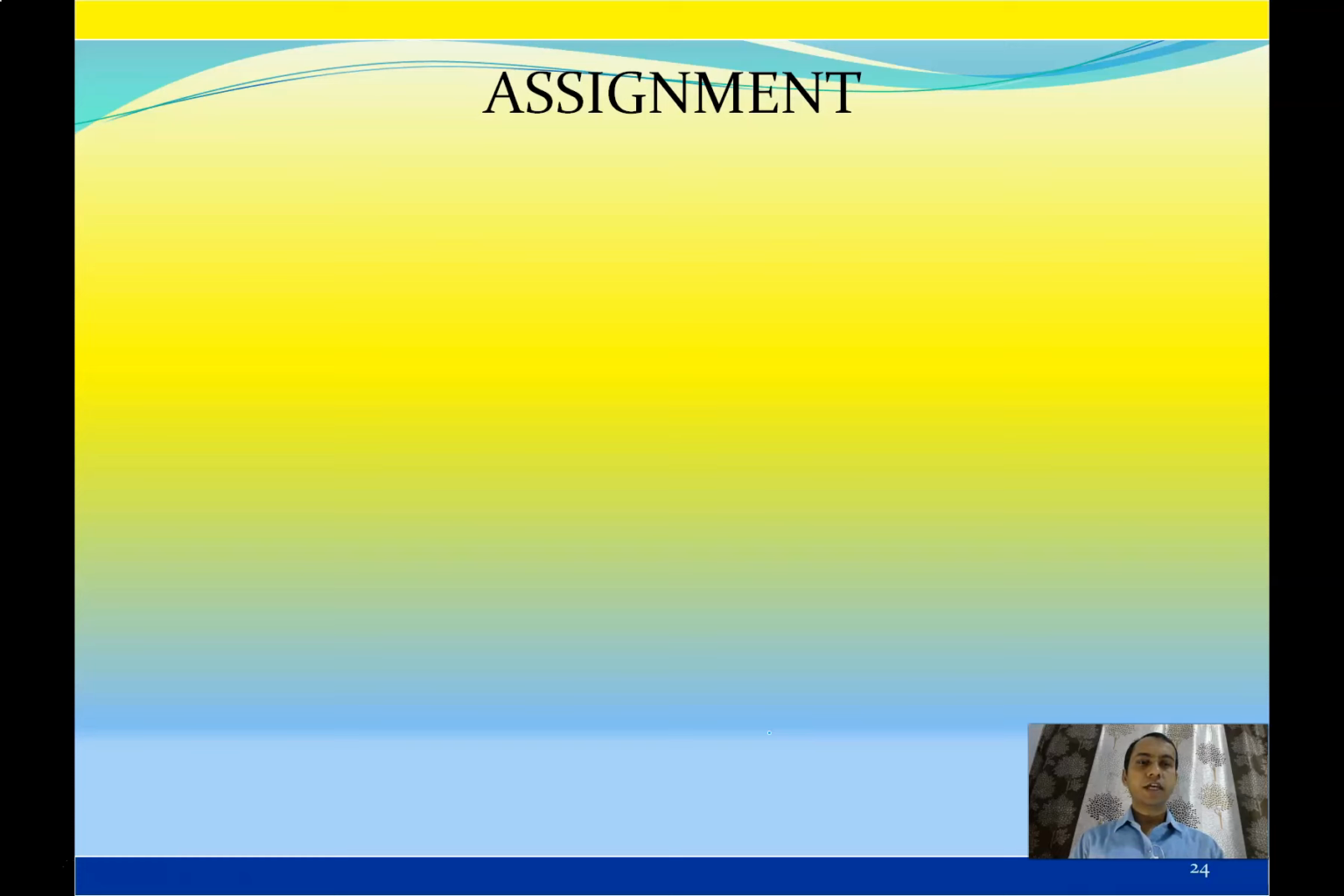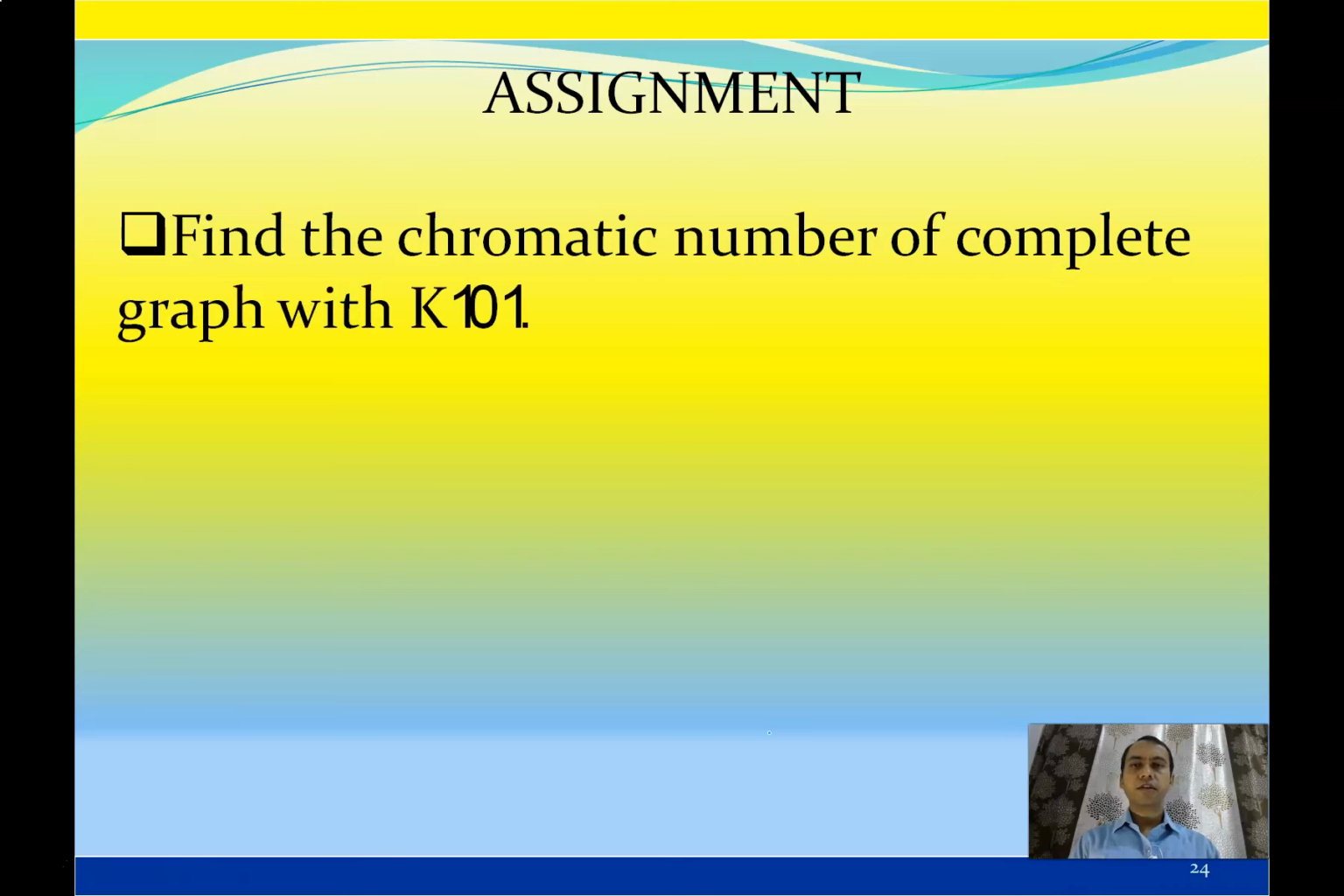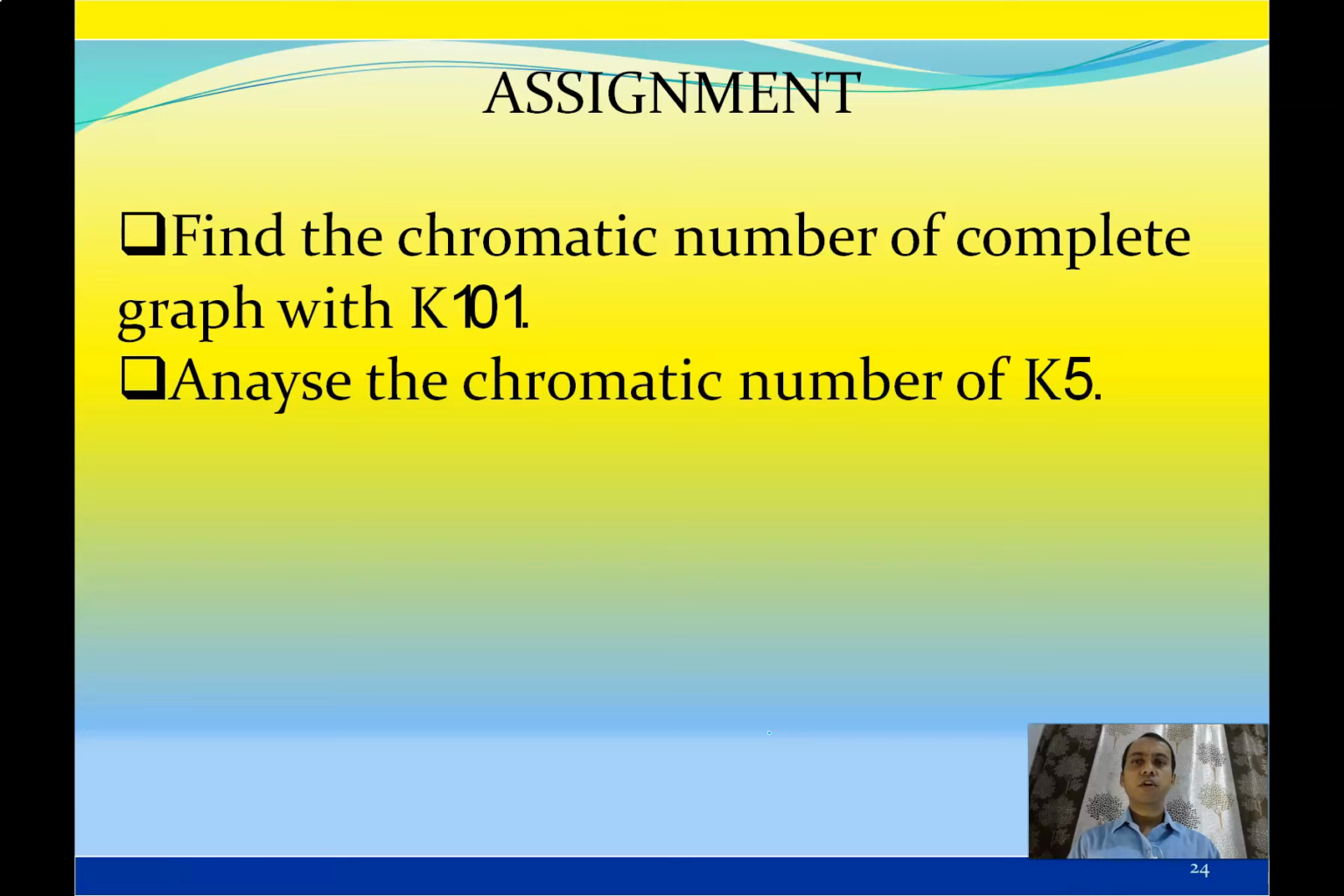There is some assignment based on the previous lecture and this lecture. So try to do it in your copy. Find the chromatic number of the complete graph K101, and K100 means 100 vertices. Analyze the chromatic number of K5, the complete graph with 5 nodes. So you have to draw it and then find. And for K101 you just have to write the answer.